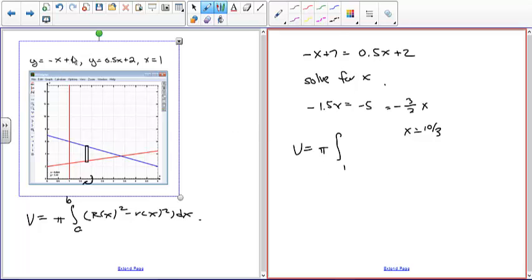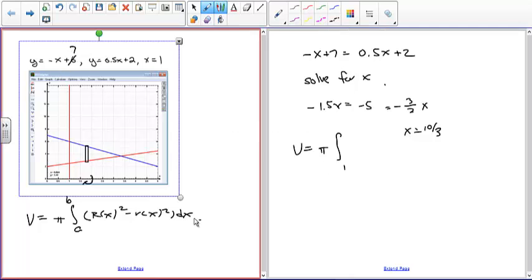So the problem was that I wrote this equation wrong, or I drew the graph wrong. I'm going to say the equation's wrong. So if you do that, you get x equals 10/3, which makes more sense.